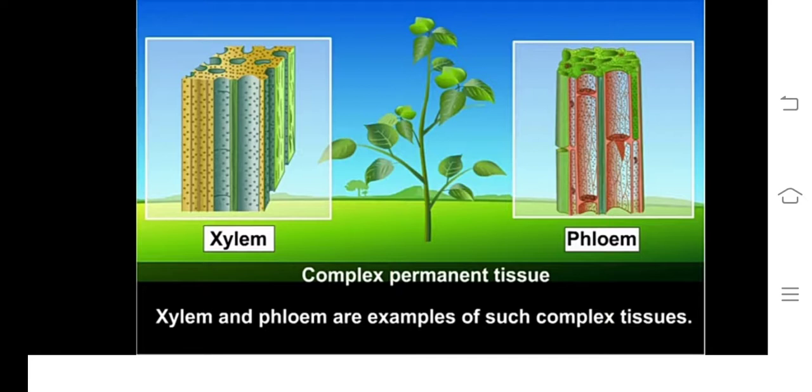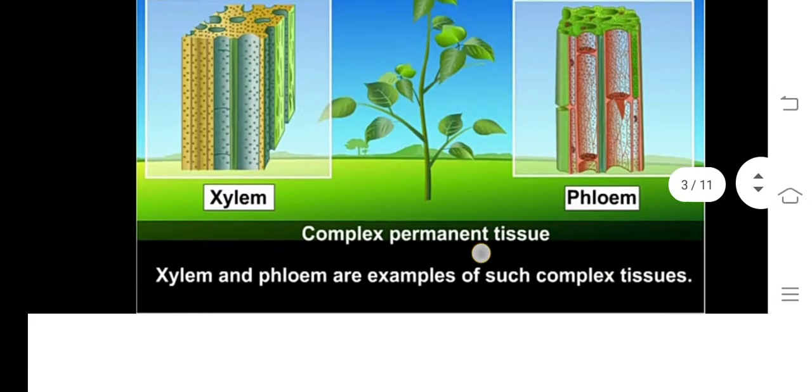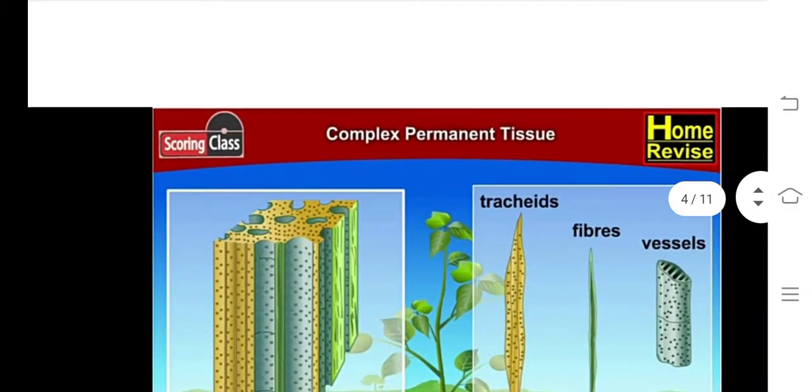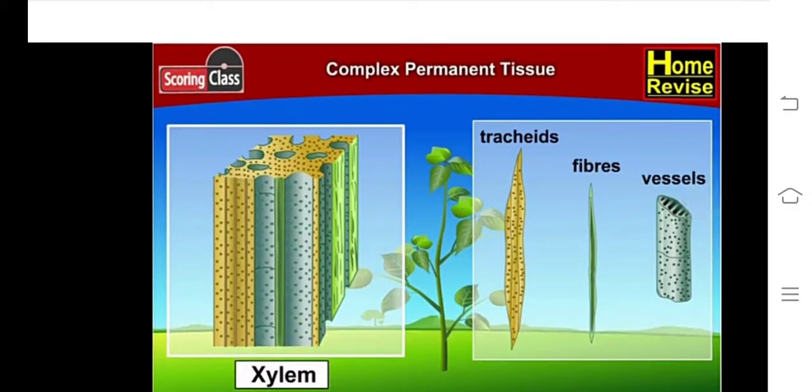What is xylem? What is the main function of xylem? What are the parts of the xylem and phloem? Let us study one by one. Clear? Observe carefully. See here. These are the complex permanent tissues. Which are the complex permanent tissues? Once again, xylem and phloem.